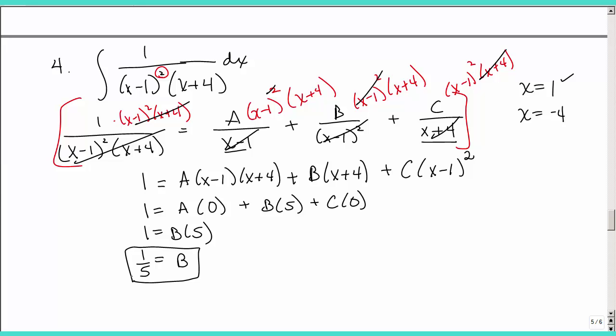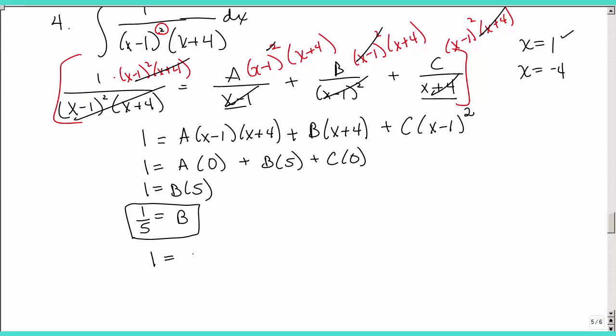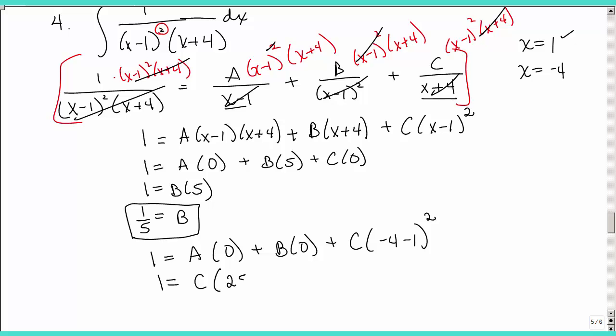Okay, if I let x equal negative 4, I'm going to get 1 equals a times 0, and I'm going to get a 0 there, and then negative 4 minus 1 squared. So that's going to be negative 5 squared, which is positive 25. So now I have everything except a.